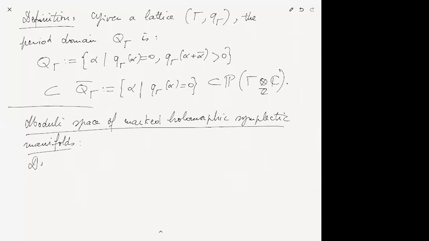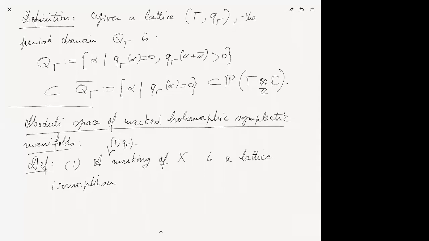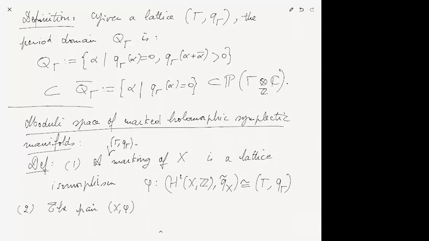So let me start with a definition. A marking of some irreducible holomorphic manifold X is a lattice isomorphism. Or if you want to be a little more precise, you can call this a gamma, Q gamma marking. It's a lattice isomorphism phi between H2 of X, Z, Q X tilde and gamma, Q gamma. And this pair X, phi is called a marked manifold.